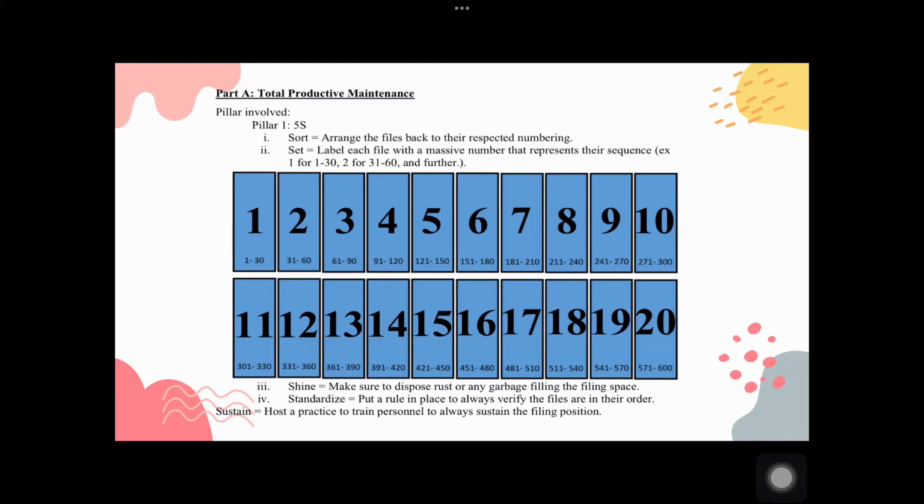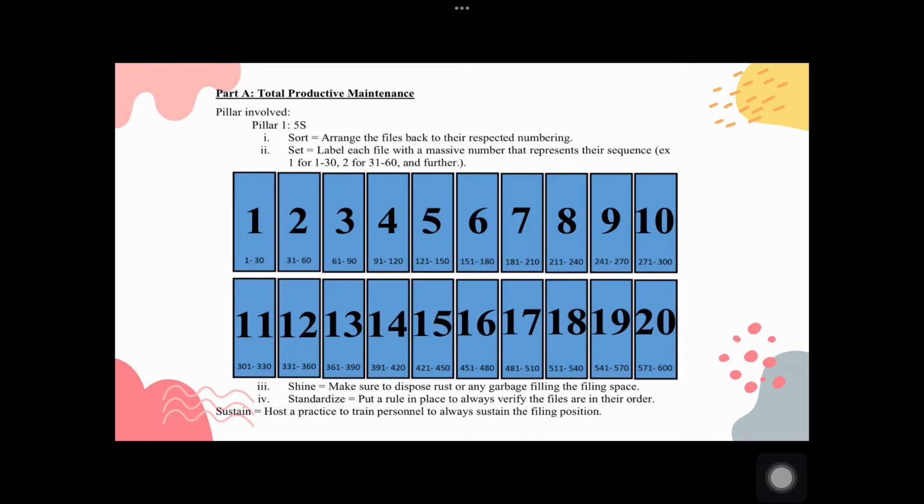Then number 2 is Set. Label each file with a massive number that represents their sequence, for example, 1 for 1 to 30. Number 3, Shine. Make sure to dispose of rust or any garbage filling the filing space.